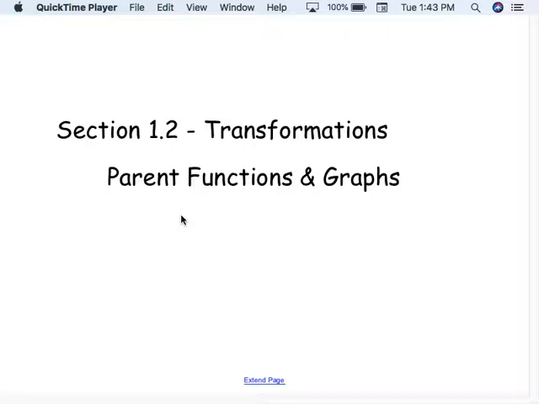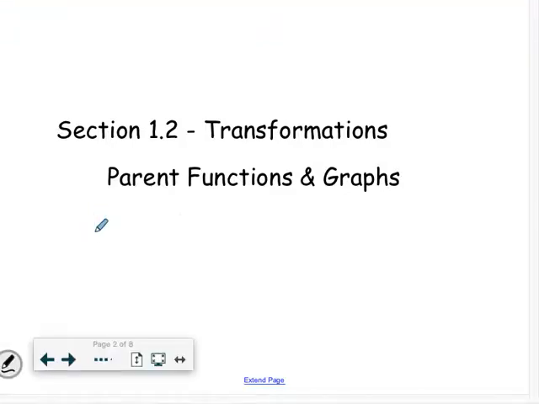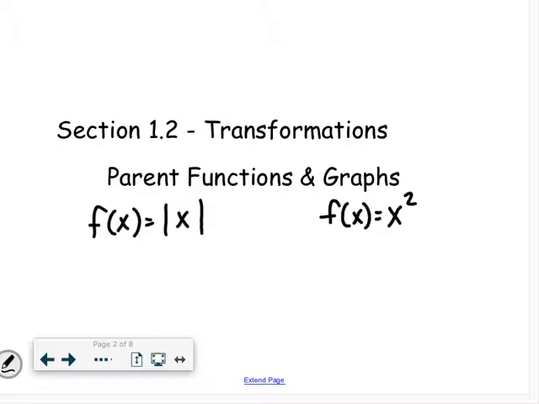Let's talk about, real quickly, the parent functions and their graphs. This is really coming from the previous section, section 1.1. That's what you did yesterday as a whole class and in some small groups. So parent functions: f of x equals the absolute value of x, and f of x equals x squared. You should know, and this should be sticking with us, all absolute value graphs should look like V-shaped graphs. All quadratic graphs with a square should look like a parabola.